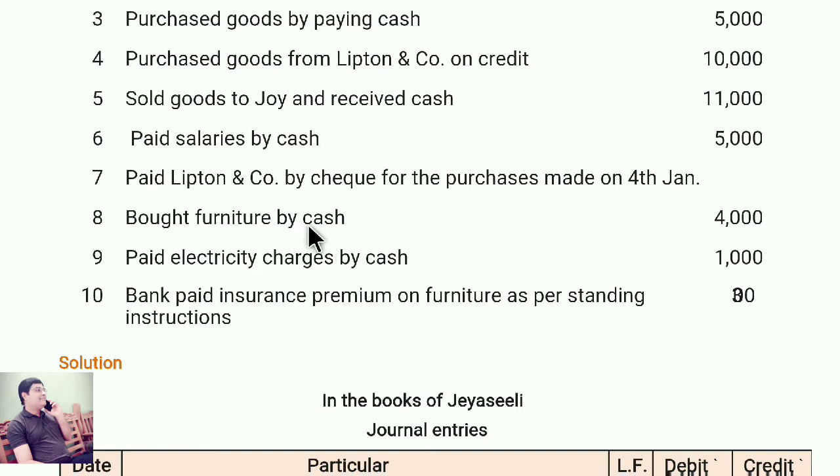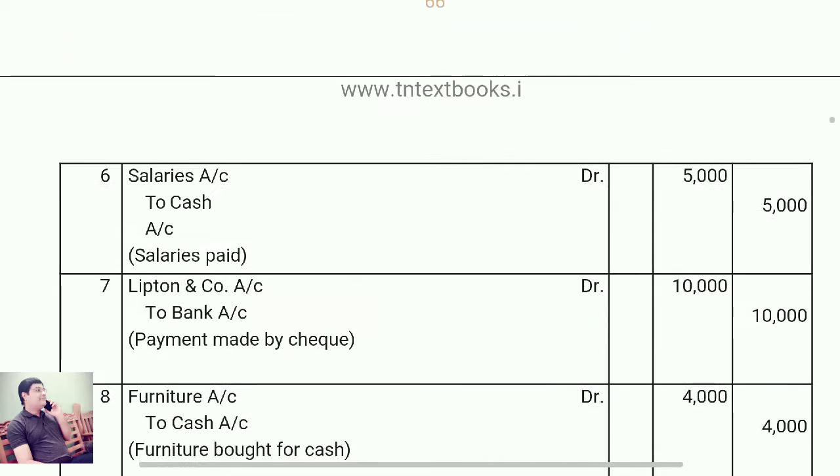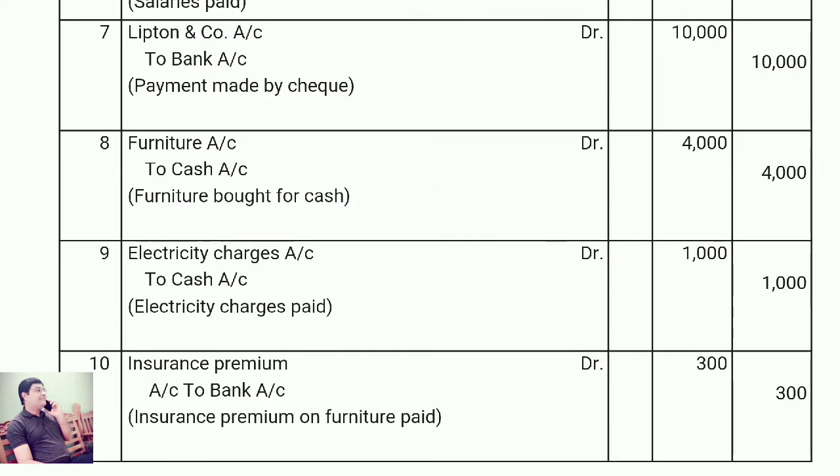Furniture and cash both are real accounts. It is a property. So what is the golden rule for real account? Debit what comes in, credit what goes out. So furniture is debited because furniture comes into the business. So see here in your answer, furniture account debit to cash account because you bought furniture. The same question you can write as it is.